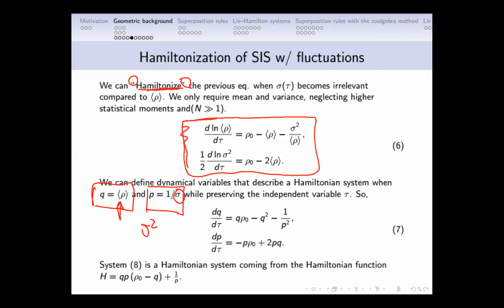If you write it in Q and P, you can find a dynamical system in two variables. It's on the plane, but it looks like this. And it can be proven that it comes from a Hamiltonian. And this is the Hamiltonian, okay? So one can get a Hamiltonian system just starting from a simple SIS model that everyone knows. Just by getting some kind of fluctuations on a Markov chain, we can write a Hamiltonian system. So that's pretty interesting.